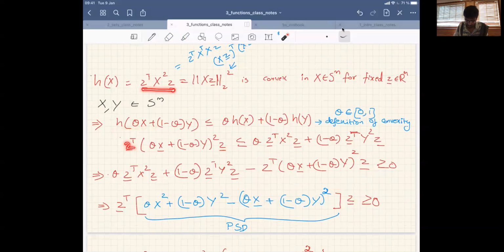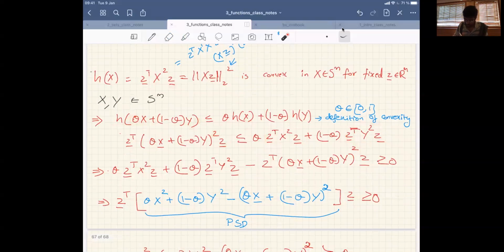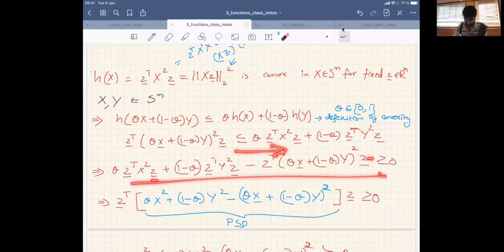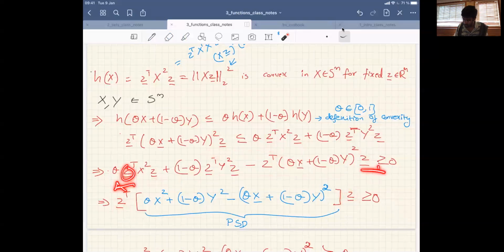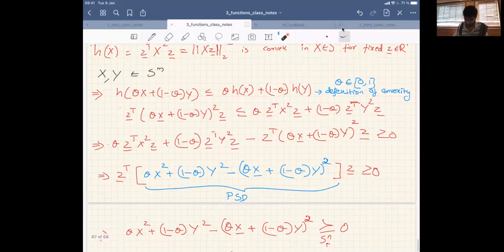So z transpose this guy, whole square, into z is equal to theta into h of x. Again, I use the formula of h, and here I use the formula of y. Now just bring all terms to the right side and take z outside. Here I take z transpose to the left and z to the right. Now what you have is this guy, and I'm saying this guy is greater than or equal to 0.